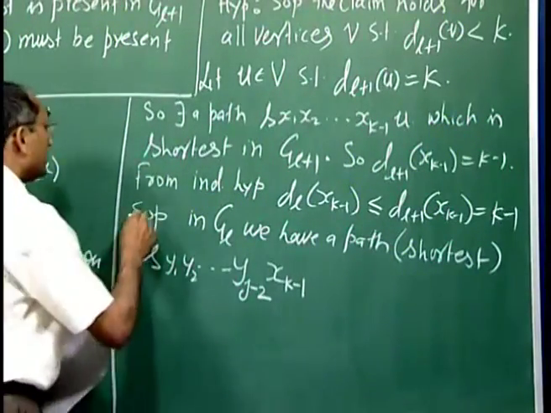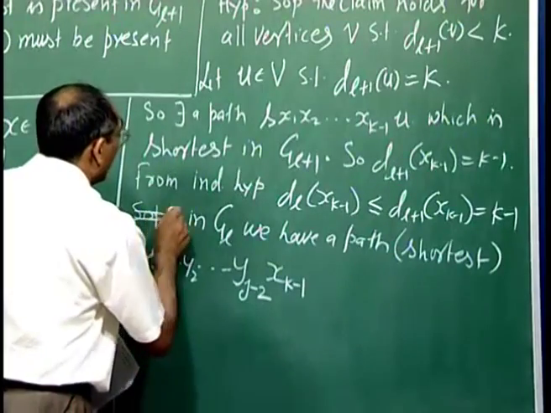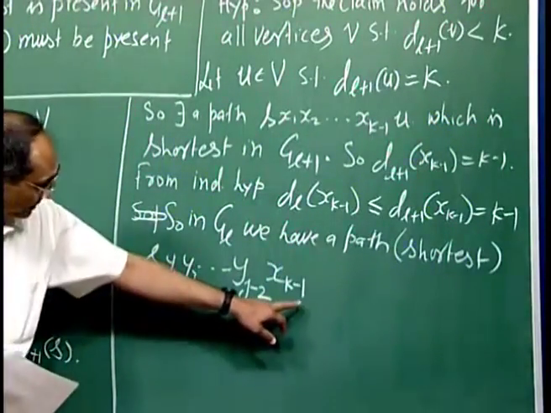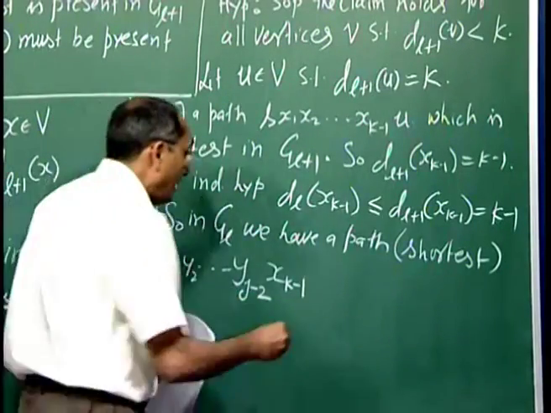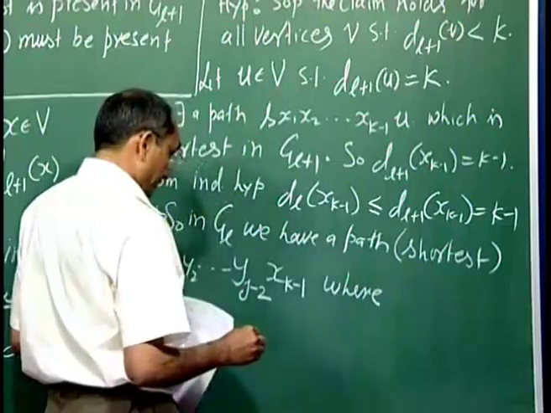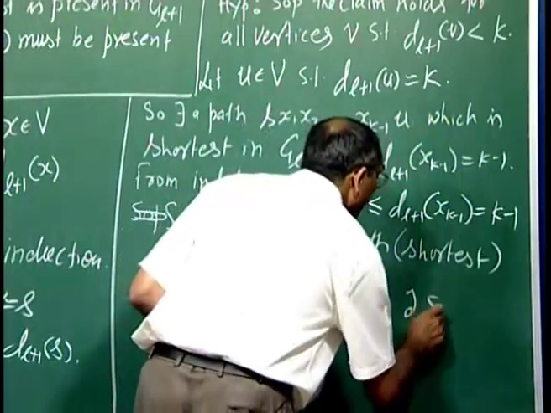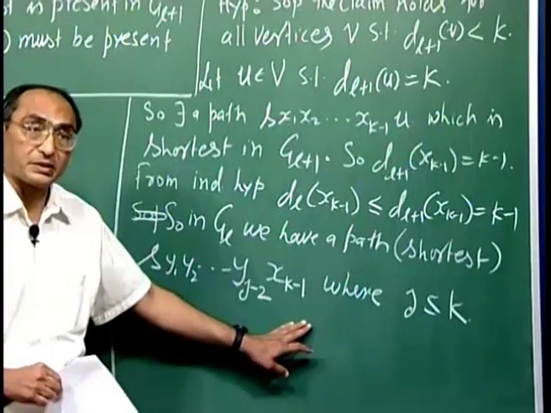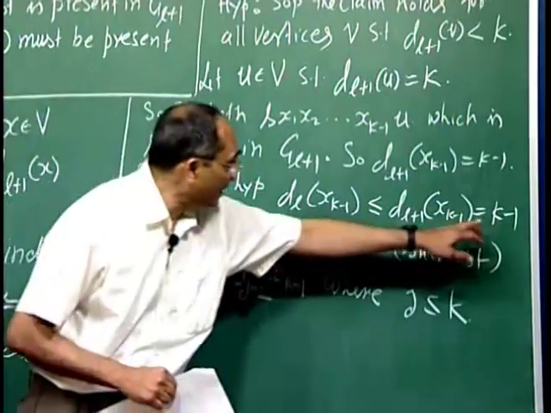And it is not suppose, we do have. So in GL we have a path where j has to be less than equal to k, because the length of this path is j minus 1 and that should be less than equal to k minus 1.